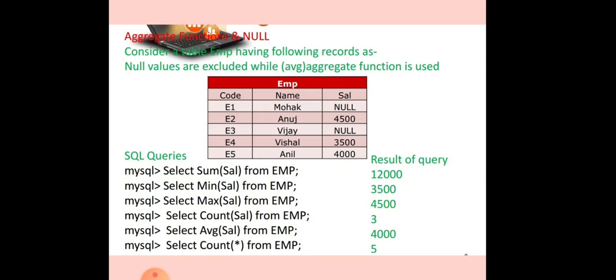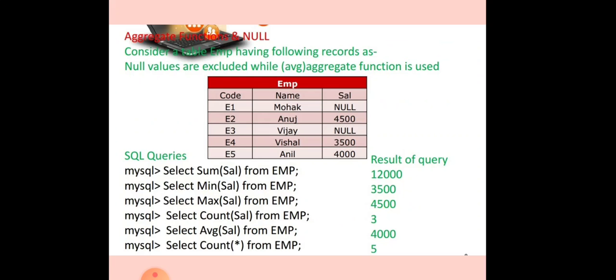Consider an example. Consider table EMP having the following records. Null values are excluded while an aggregate function is used. So we have a table named EMP and it contains 3 columns: EMP code, name and salary. We perform queries on this table. For example, we want to find the sum of the salaries. Then we apply the sum function and write a query like select sum, and in brackets we pass salary as an argument in the sum function from table name, and the table name is EMP, so we write EMP.